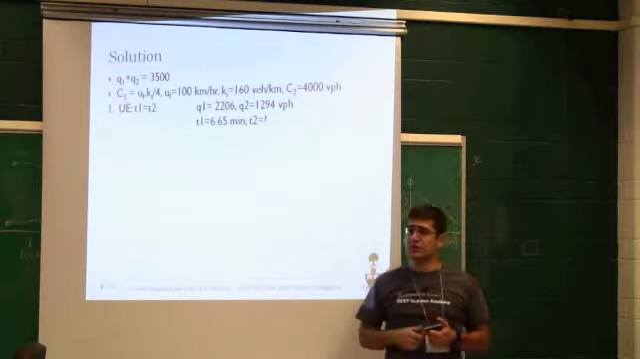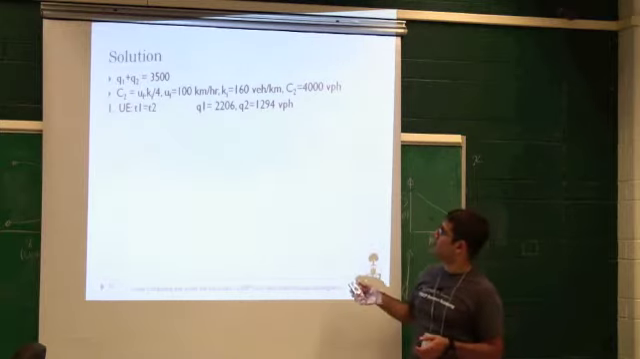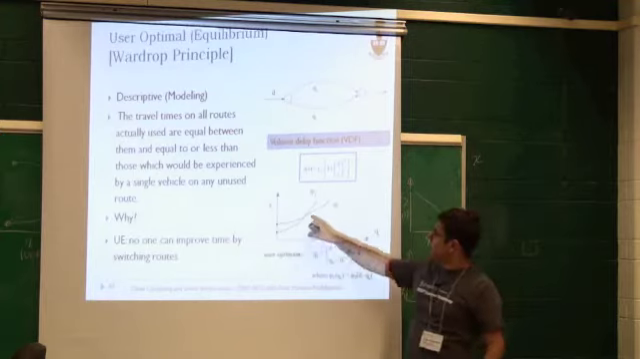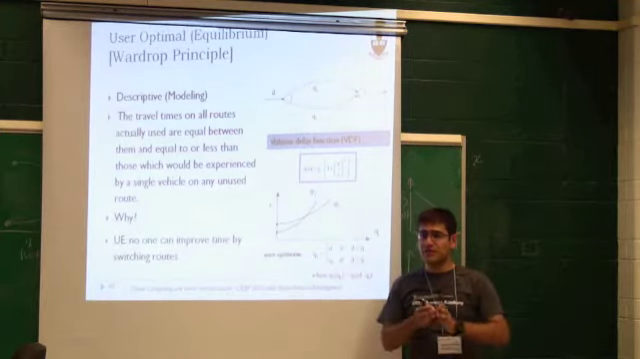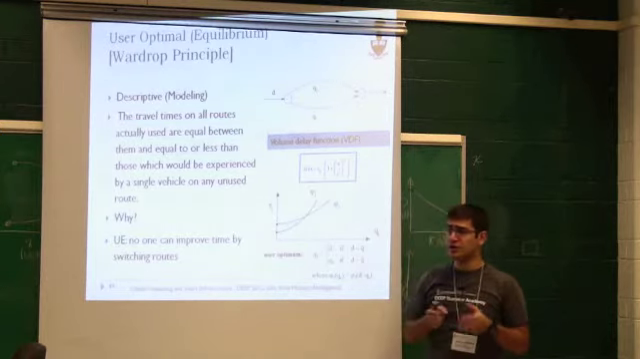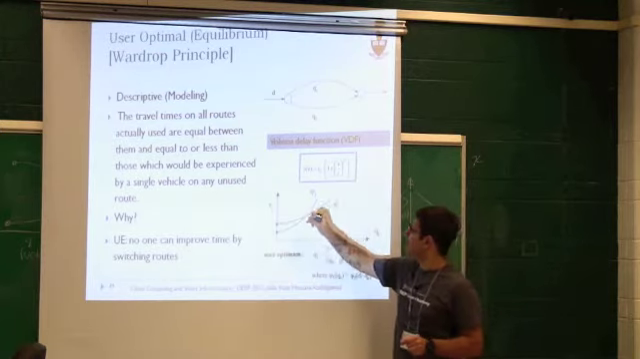Why is T1 equal T2? Because, as we said before, in user equilibrium, the vehicles will distribute themselves onto different routes in a way in which all the different routes will have the exact same travel time. That's why T1 equal T2.